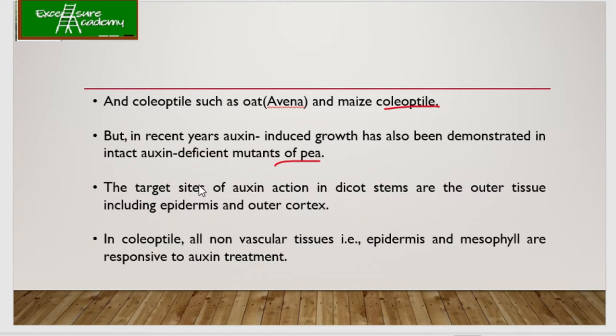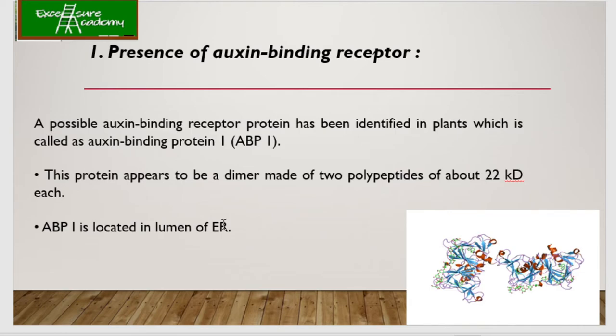Now, what are the target sites? This is an important point. What are the target sites of auxin action? In the dicot stems, they are the outer tissues including the epidermis and the outer cortex. So, where do you have to apply auxin? That is the epidermis and the outer cortex in the case of dicot stems. Okay, and in coleoptile, all non-vascular tissues like epidermis and mesophyll are responsive to auxin treatment. So, this is one of the slides which you need to remember.